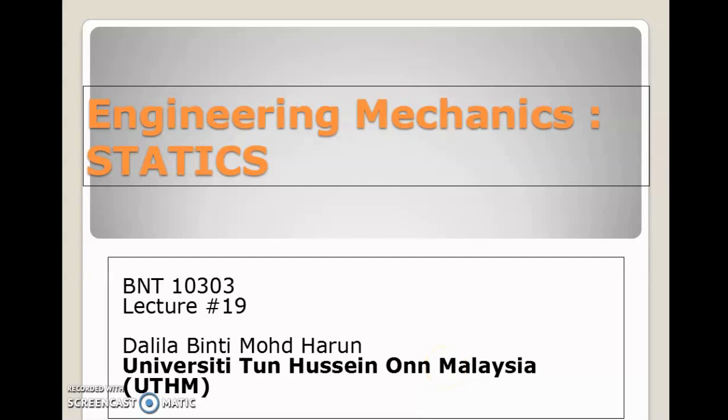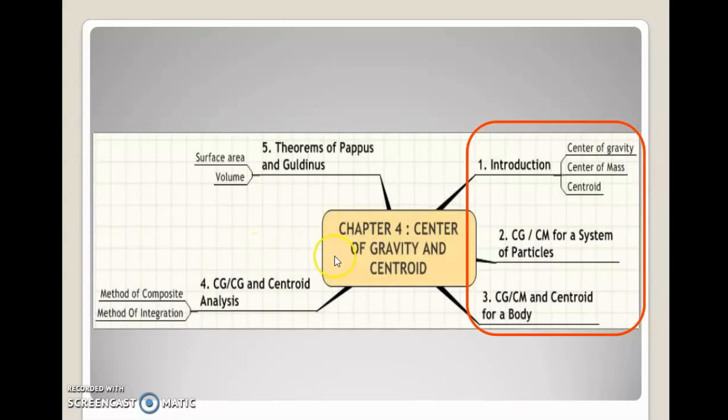Engineering Mechanics, Lecture 19. This is Chapter 4, which is Center of Gravity and Centroid. We're going to go through the first part, which is Introduction, and then the second one, Center of Gravity or Center of Mass for a system of particles, and Center of Gravity or Center of Mass and Centroid for a body.